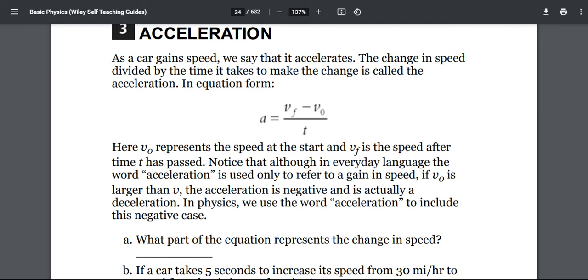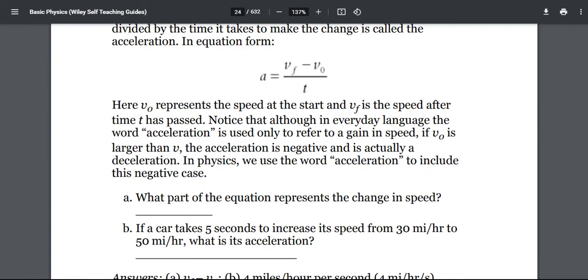Notice that in everyday language the word acceleration is used only to refer to gain in speed. Remember, if V0 is larger than Vf, the acceleration is negative and it's actually a deceleration. In physics we use the word acceleration to include this negative case.